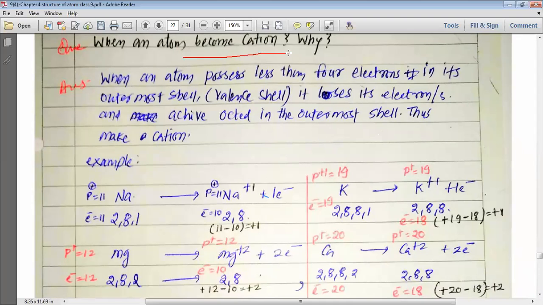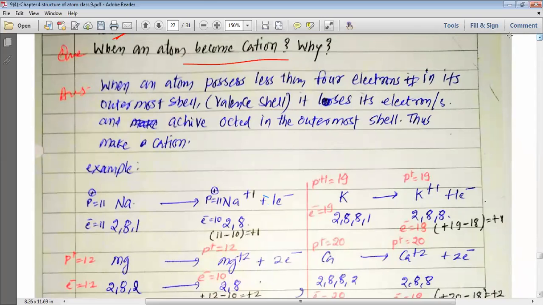When does an atom become a cation and why? Please understand, we know that a cation is a positively charged ion. The positively charged ion is called a cation, and when an atom becomes a cation and why it becomes a cation, let us understand it. It's interesting to study.